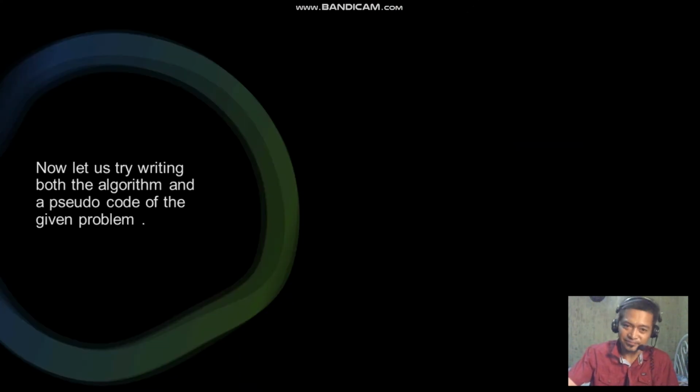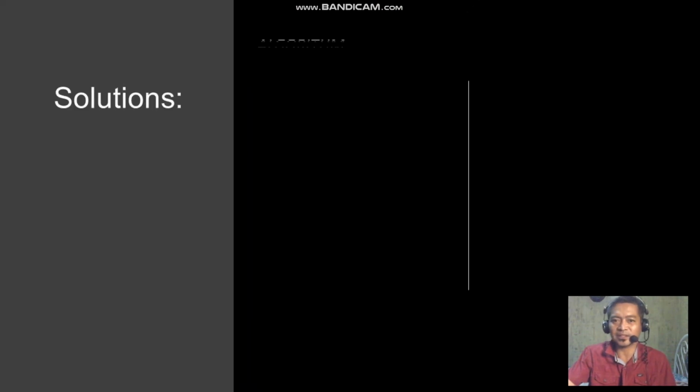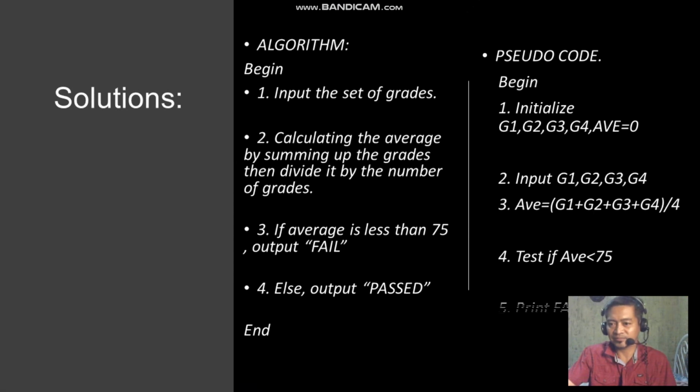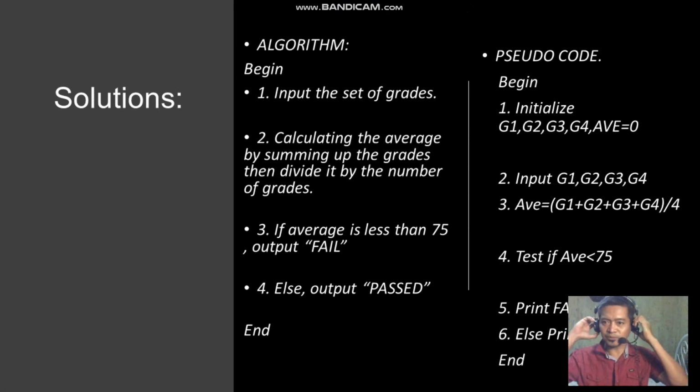And so yan. So let us try writing both of the algorithms. So comparison lang ng dalawa. So pakita na natin right away. Ayan. Ayan, no? So for example, ang problem ay to compute for the average of the 4 grades, no, ng isang estudyante. So in this case, ang algorithm, begin, then step number 1, input the set of grades. So yung 4 na grades. And then, so, yung description ay mag-input ng grades. Pangalawang description ay calculating the average by summing up the grades then divided by 4. So, description on how to calculate.